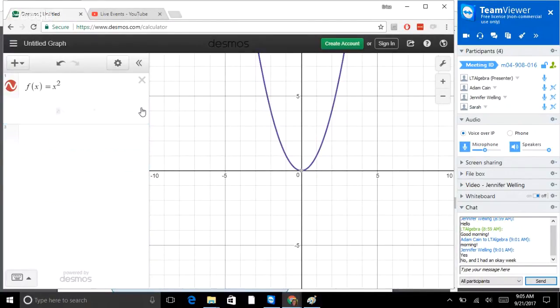So you can do this in Desmos. You can do this on your TI-84 calculator. This would be under your Y equals button. Desmos does actually let you put in function notation, so if you really like to do that, you can. But for graphing purposes, it could also be a Y there. So Desmos lets you do Y equals X squared or F of X equals X squared.